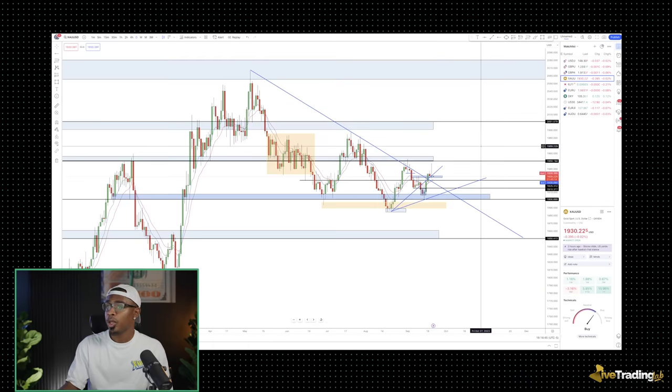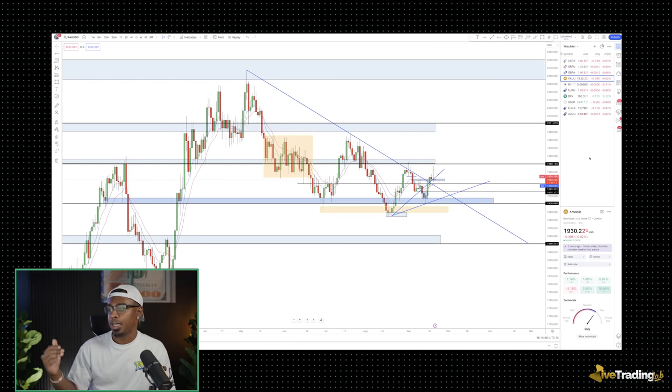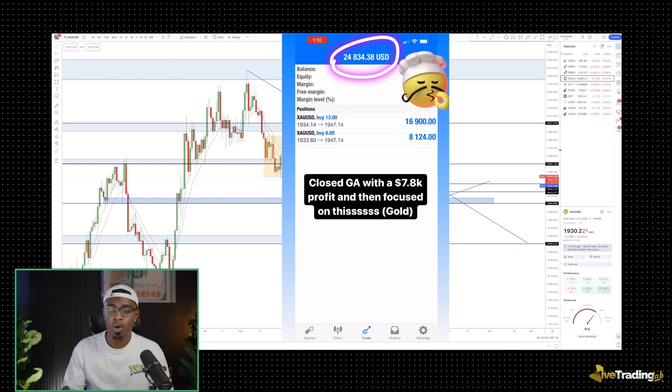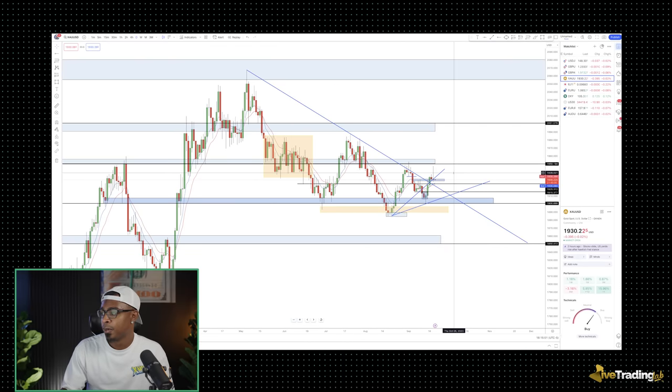So you look at my chart, and I'm going to go on gold because gold was the last pair I made money on. If you haven't seen my previous video, this is the pair where I made 25,000, 26,000 on this pair alone, not including the 7.8K I made on GBP USD. Gold is my favorite pair, always has been.